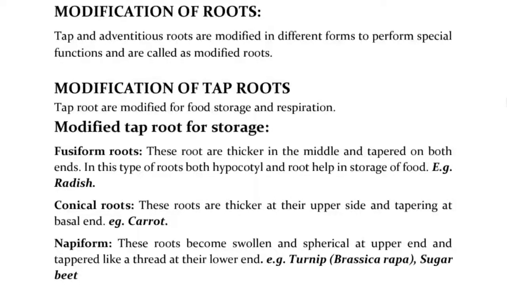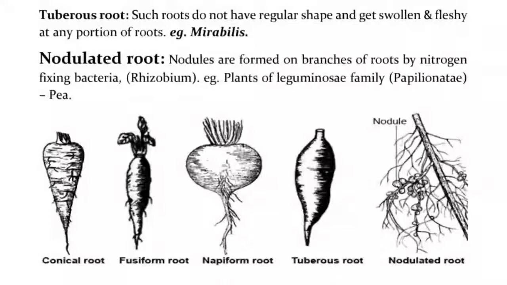Conical roots. These roots are thicker at their upper side and tapering at the basal end, e.g. carrot. Napiform: these roots become swollen and spherical at the upper end and tapered like a thread at their lower end, e.g. turnip, brassica, beetroot, sugar beet. Tuberous root.